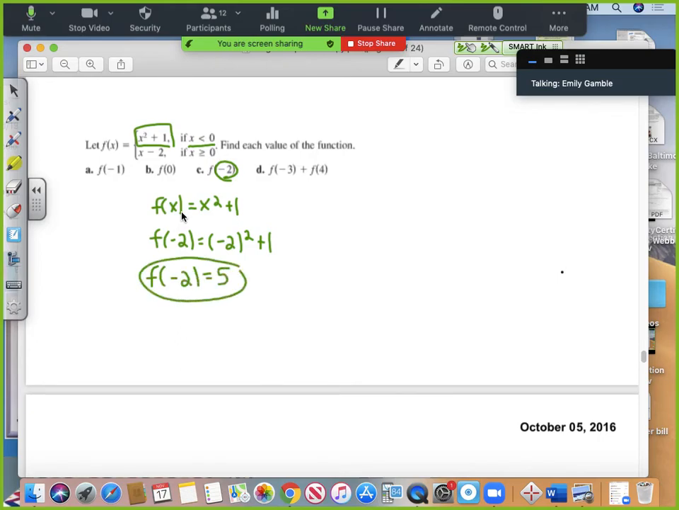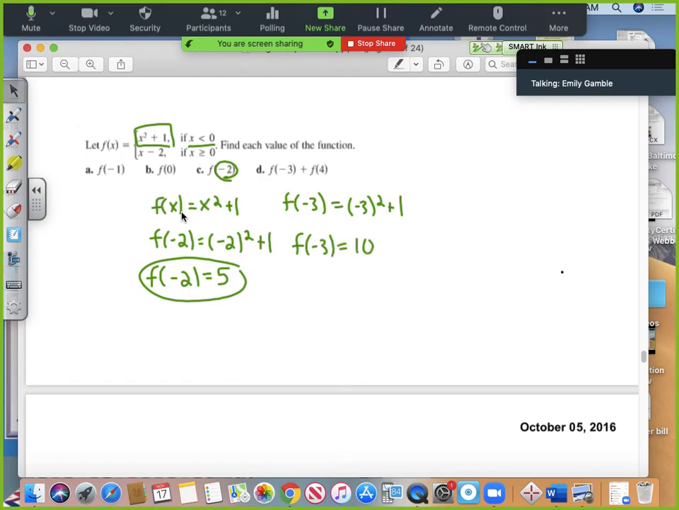For letter D, I'm going to be using two different functions. -3 is less than 0, so I would use x squared plus 1 for the first one. So f of -3 would be equal to -3 squared plus 1. I would solve that first. -3 squared is 9. 9 plus 1 is 10. So I get that one of these answers is equal to 10.